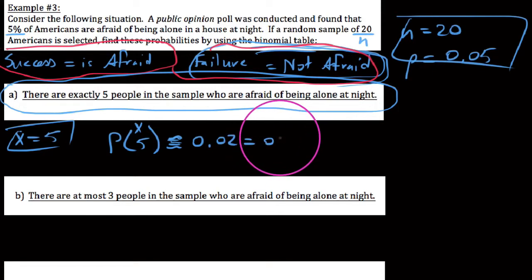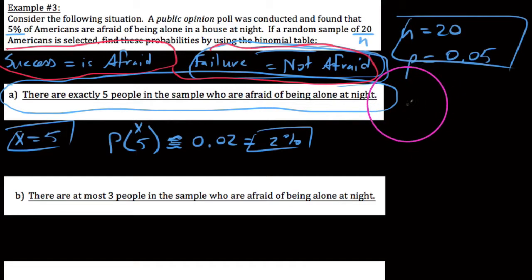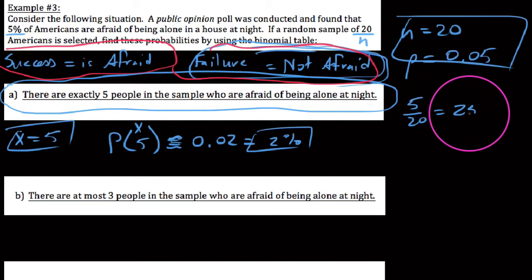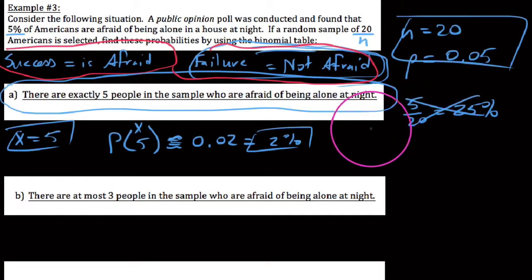Think about this. If 5% of people are afraid at night, if you had 20 people, how likely is it that 5 people out of the 20 would be afraid? That's like saying 25% of the people would be scared. Well, we only expect about 5% of them to be scared. It's not likely that a fourth of our sample is going to be scared if there's only a 5% chance that they're scared in the first place. So it's reasonably sensible that we get only a 2% chance.